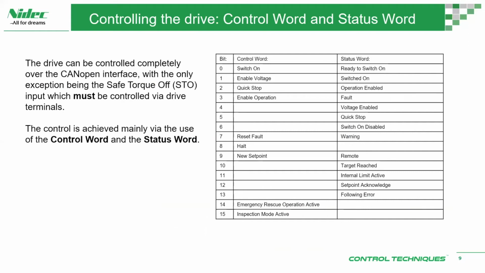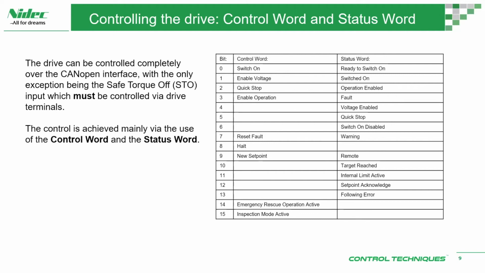Coming on to how the drive is controlled, and I basically highlighted this, the main method, if you will, is always through the control word and then reported back through the status word. The drive can be fully controlled over the CANopen interface with the use of the control word. The only exception is the safe torque off, or STO, input, which must be controlled via the drive's physical terminal. This is obviously for the safety of the system and the safety of the passengers.